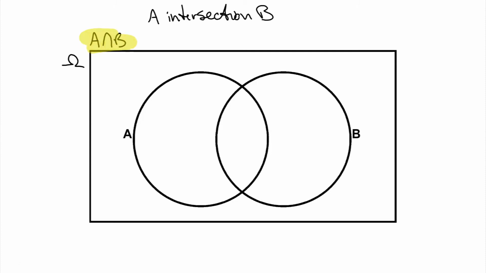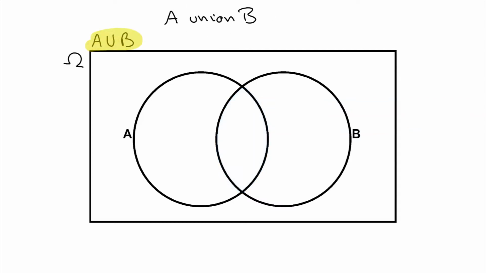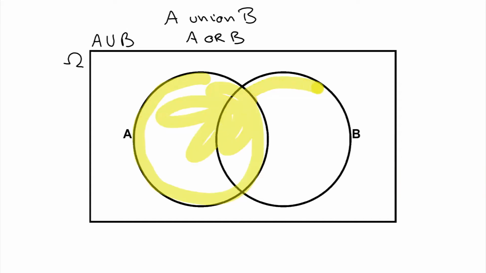Now this is A intersection B. Remember that A intersection B is the same as A and B. So we're looking for things that are in both A and in B. And in the case of our diagram, that's the place where the two circles overlap. A union B, otherwise referred to as A or B, is everything that's in A or it's in B. So it's everything that's in A and everything that's also in B. So it can be any part of that space.